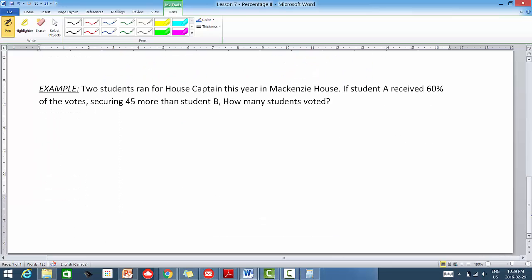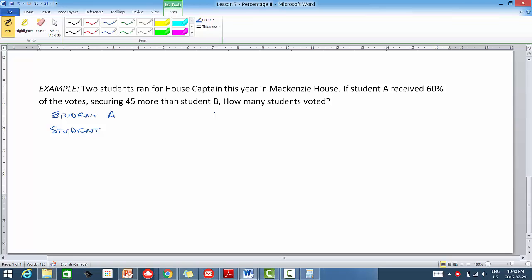So this one is a little bit tricky, and you really need to write down all the information that you're given and all the information that you're not given in a direct manner. Okay, so you have student A and you have student B. Let's read the question. Two students ran for house captain this year. If student A received 60% of the votes, securing 45 more than student B, how many students voted?